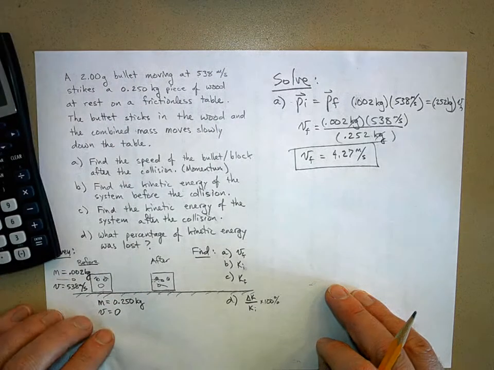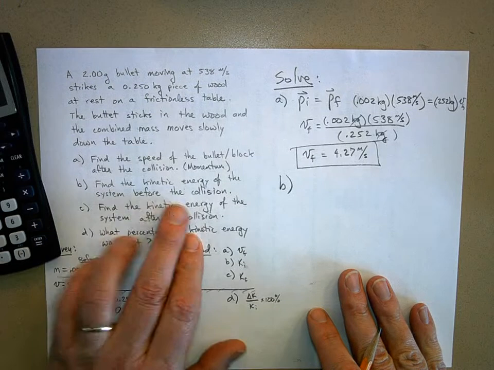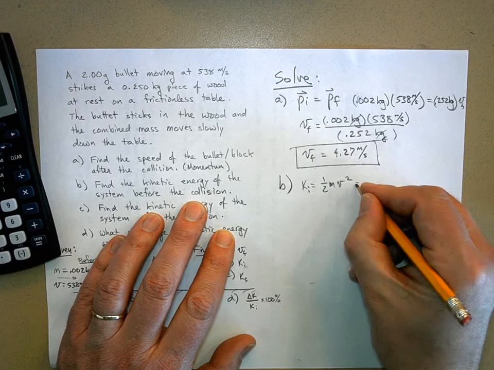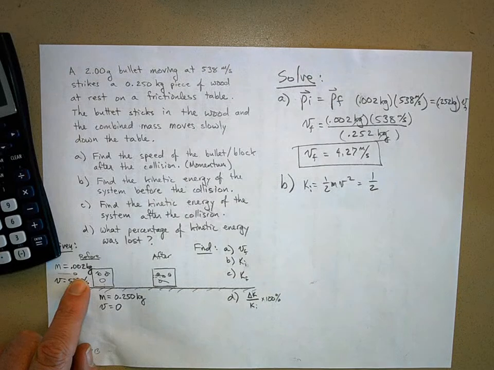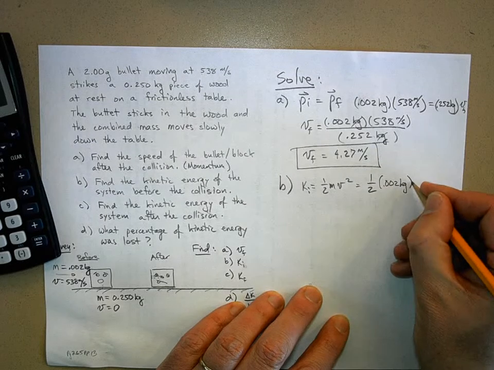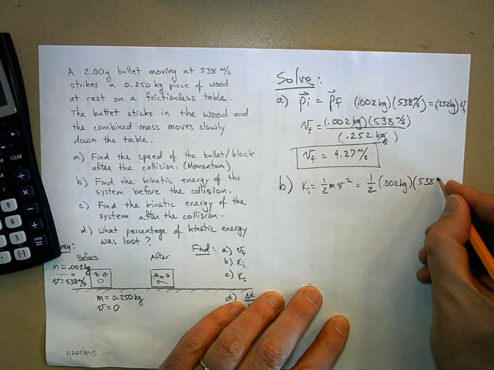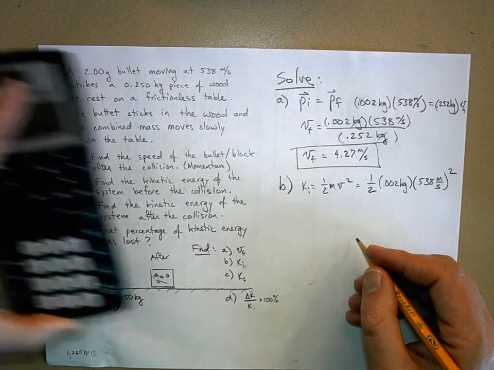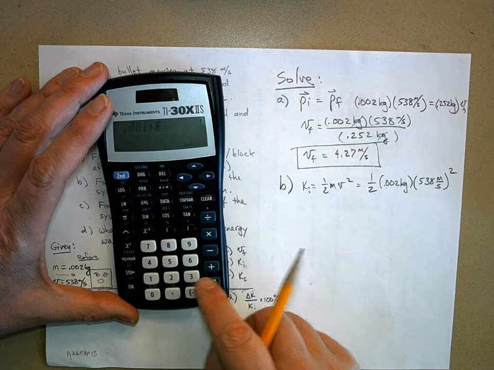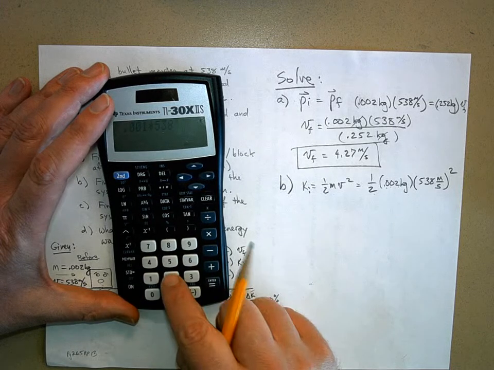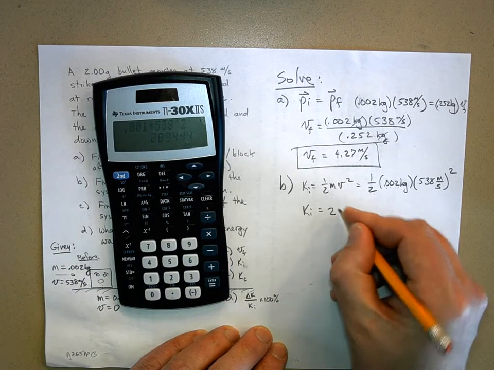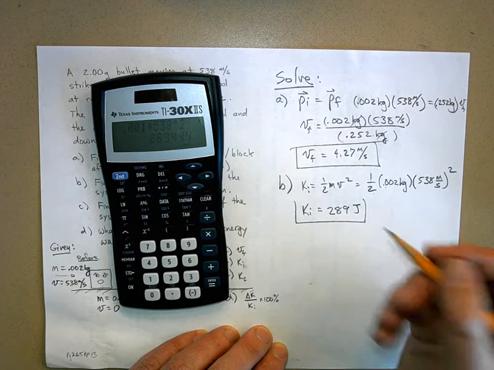Now, for part B, find the kinetic energy of the system before the collision. K equals 1/2 mv squared. So that's 1/2. Now, how much mass is moving? Just the mass of the bullet. The block is not moving at all. So we'll go 0.002 kilograms times 538 meters per second, but you got to square that. So let's calculate. 0.002 divided by 2 is 0.001 times 538 to the power of 2 equals, and the initial kinetic energy should be 289 joules. You agree with that?